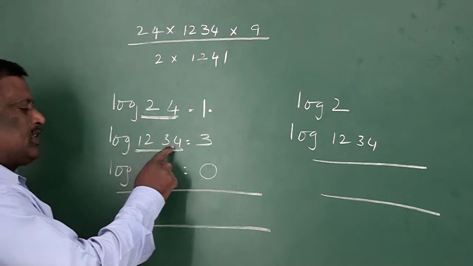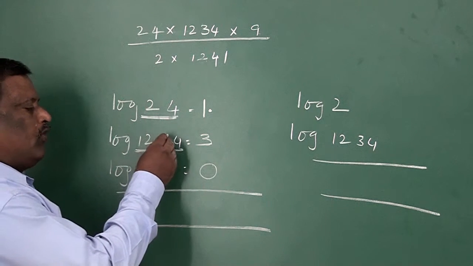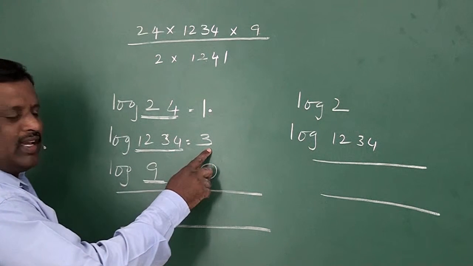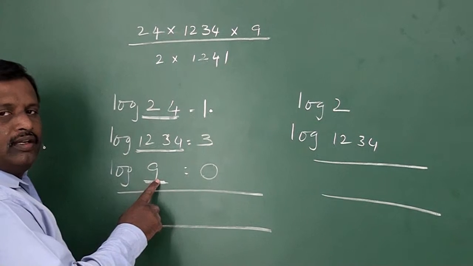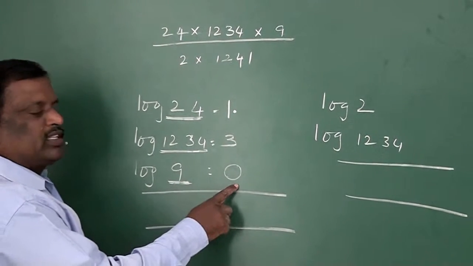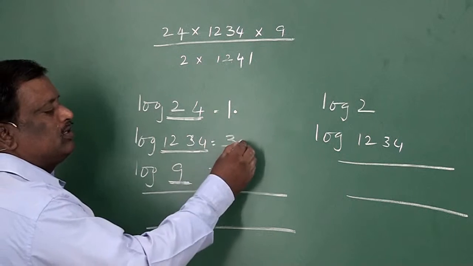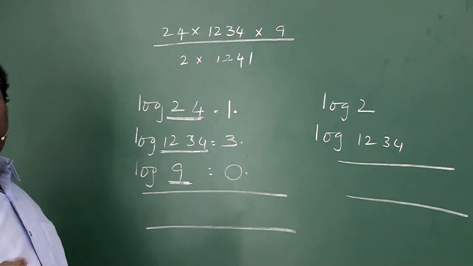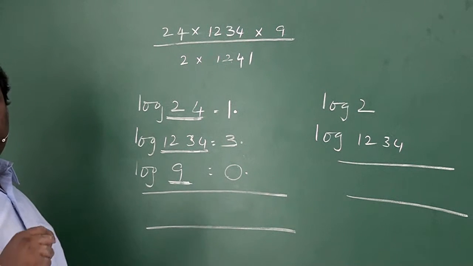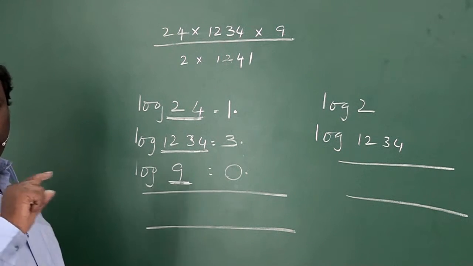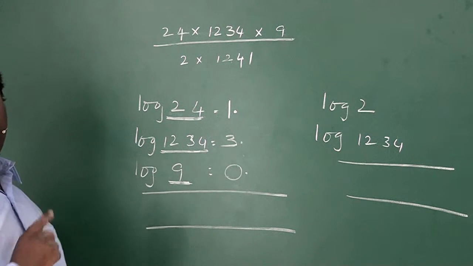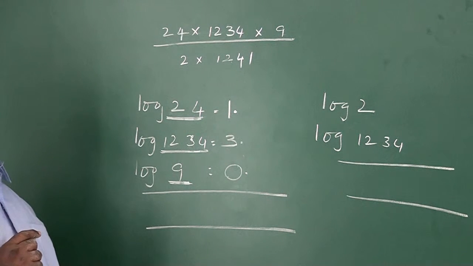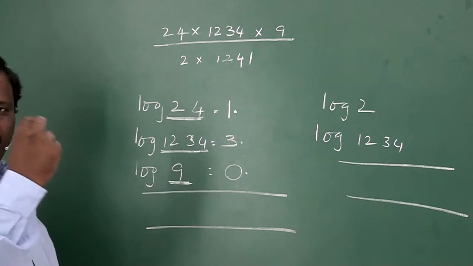Similarly, in the second number, 1234, you have 4 digits, so n minus 1, 4 minus 1, 3 is the characteristic. Then for 9, only one digit is there, so its characteristic is 0. Now the value of the number 24, the logarithmic value of that 24, is said to be the mantissa. Characteristic and mantissa together give us the value.